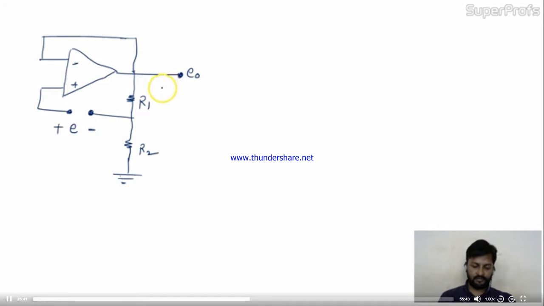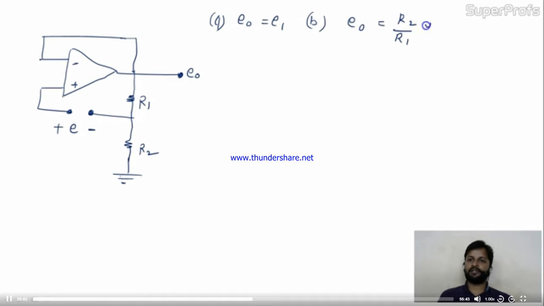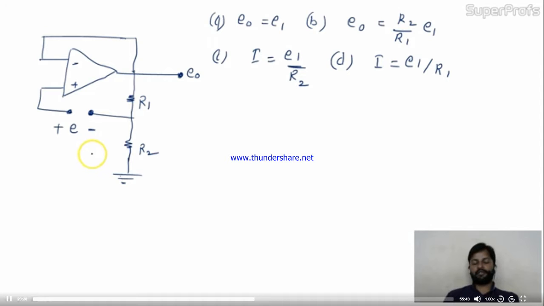This circuit is given, and it asks: pick the correct relationship for the circuit shown in the figure. This is the circuit and options are given. We have to pick the correct relationship. A, E0 equal to E1; B, E0 equal to R2 by R1 times E1; C, I equal to E1 by R2; and D, I equal to E1 divided by R1. So 4 relationships are given over here.